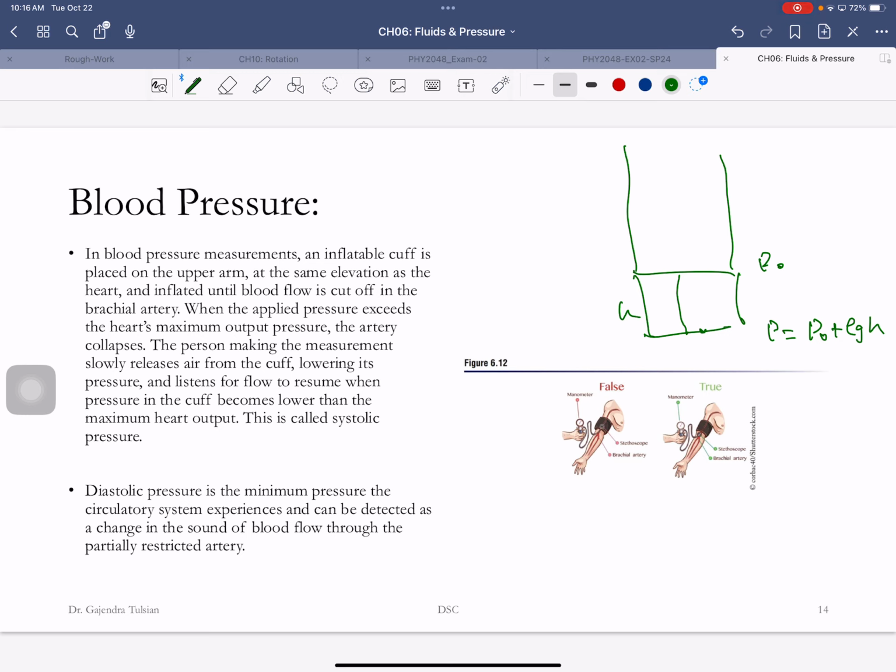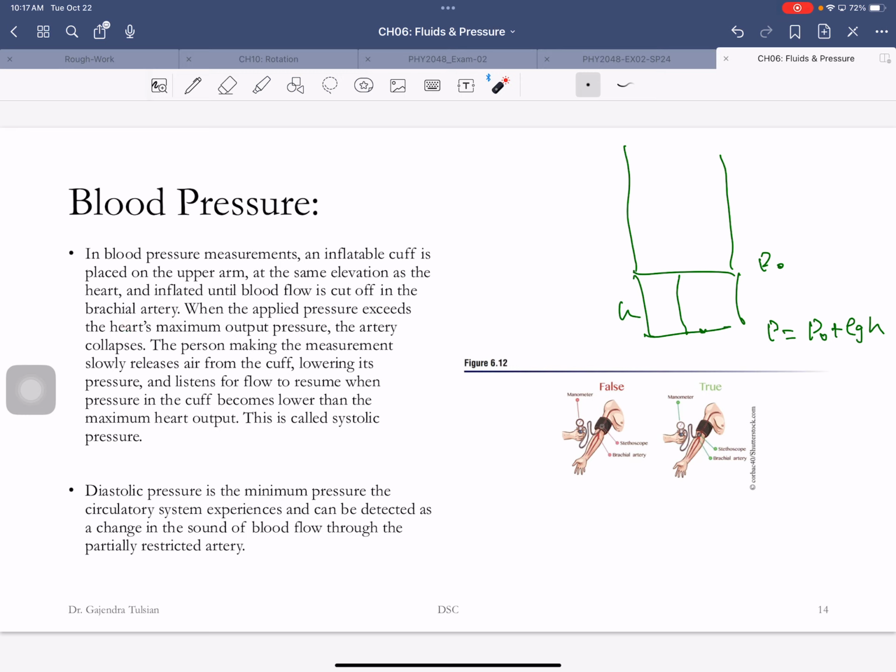If you put the cuff here, then the pressure will be the pressure at the heart plus the height of this column of liquid. So you put the cuff right at the level of your heart. In blood pressure measurements, an inflatable cuff is placed on the upper arm at the same elevation as the heart. If you put it lower than the heart, you get a higher pressure, and if you put it higher than the heart, you get a lower pressure. It is inflated until blood flow is cut off in the brachial artery.